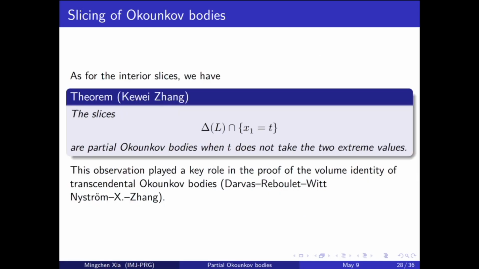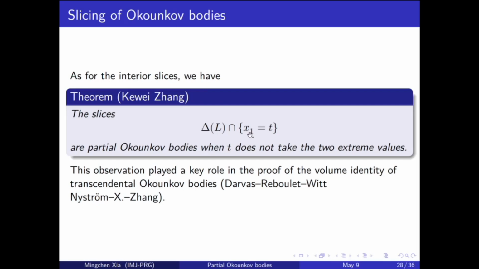Another example of the slicing of the Okounkov bodies was proved by Kaveh and Zhang around 1 year ago. The first result only considers the boundary slice, but the second result considers the interior slice. So we consider our delta L, and we consider the slice where x1 is equal to t, and where t does not take the two extreme values, because in general delta L is a convex body. There are two extreme values of x1 on this convex body, and we're taking x1 different from the minimal value and different from the maximum value of x1.